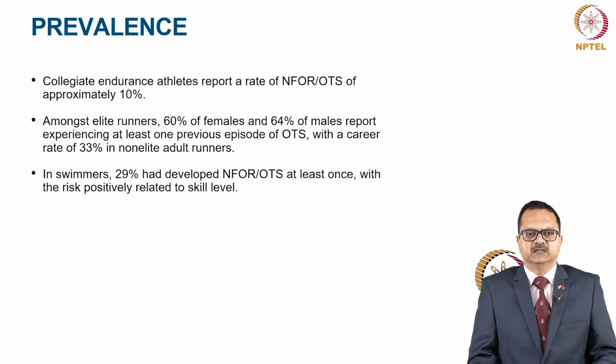Amongst elite athletes, 60% of female runners and 64% of male runners report experiencing at least one previous episode of overtraining syndrome, with a career rate of 33% in non-elite adult runners. In swimmers, 29% had developed non-functional overreaching or overtraining syndrome at least once, with the risk positively correlated to skill levels.